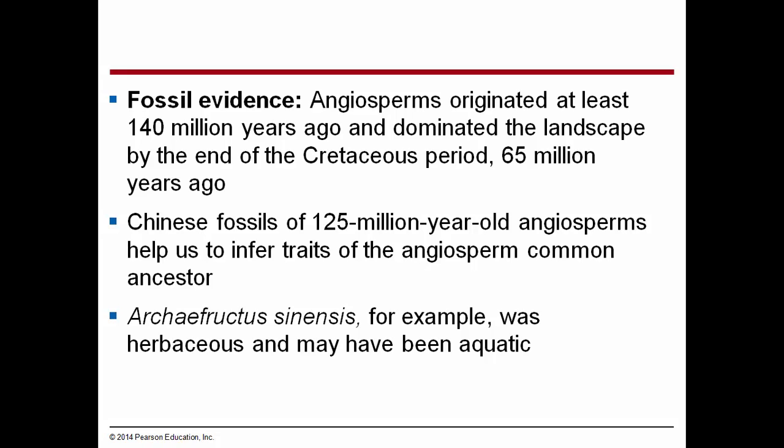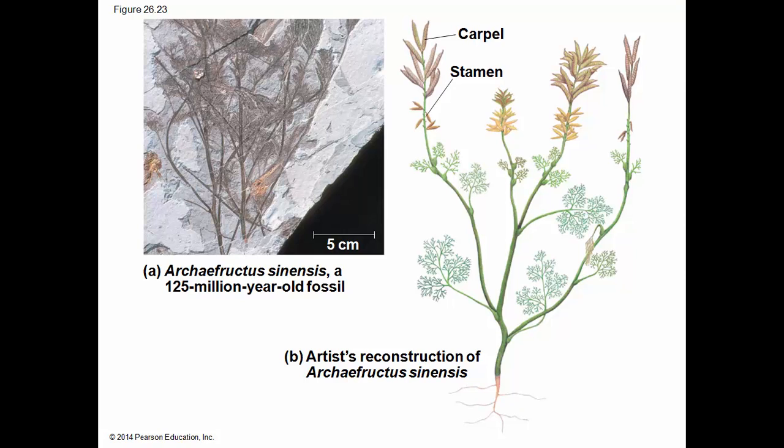Okay, because some of the most ancient lineages of angiosperms are like the water lilies. Archaefructus sinensis, a 125-million-year-old fossil. This species may represent the sister group to all other angiosperms, or it may belong to the water lily group. Researchers are testing the two hypotheses with phylogenetic analysis. So it's one of those ongoing questions.